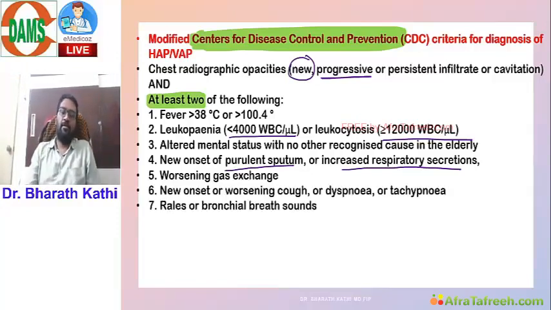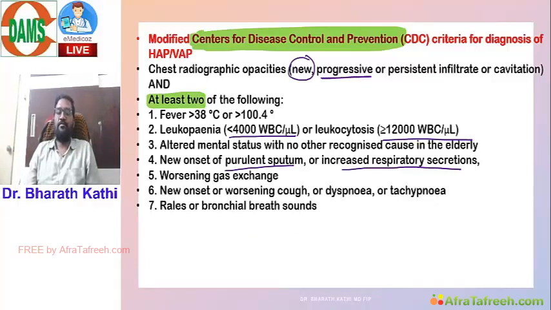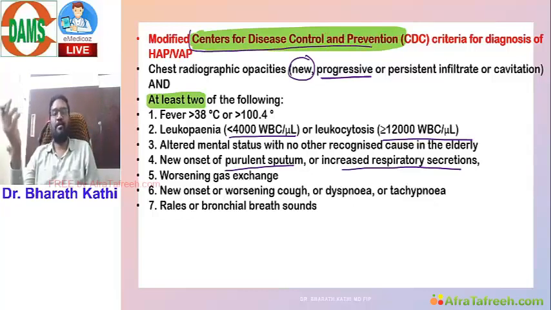And new onset or worsening cough, dyspnea or tachypnea. So the patient was comfortable up to now. Now the patient is having worsening cough. He is having shortness of breath or increased respiratory rate. And you have put the stethoscope here. There are crepitations or bronchial breath sounds, which again indicates consolidation. So to call it hospital acquired or ventilator associated pneumonia according to this CDC criteria. There is also another criteria, but the commonly used one is this CDC criteria.